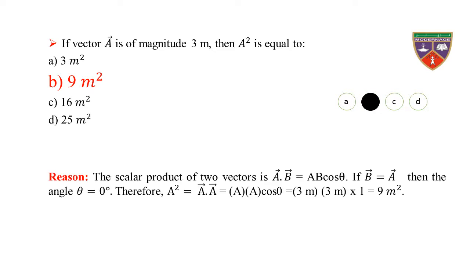Reason. The scalar product of two vectors is A dot B equal to AB cos theta. If vector B is equal to vector A, then the angle theta is equal to 0 degree. Therefore, A square is equal to A dot A is equal to A into A cos 0, which is equal to 3 meter into 3 meter into 1, because cos 0 is equal to 1. So this is equal to 9 square meter. Hence, A square is equal to 9 square meter.